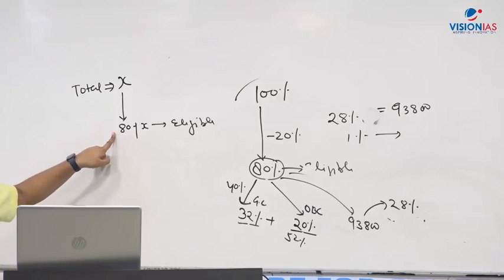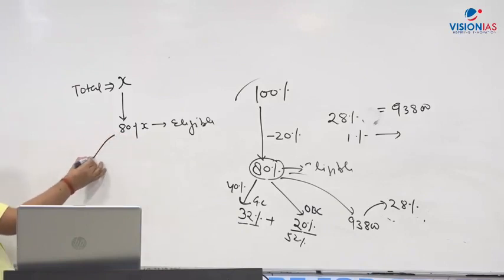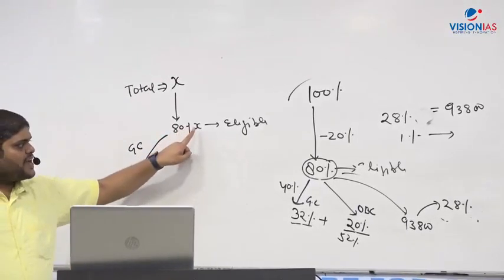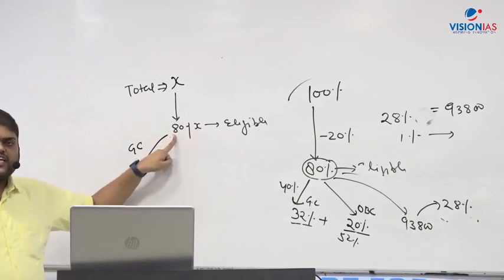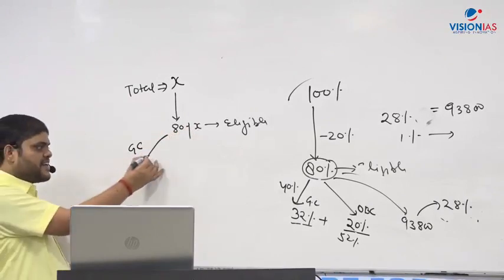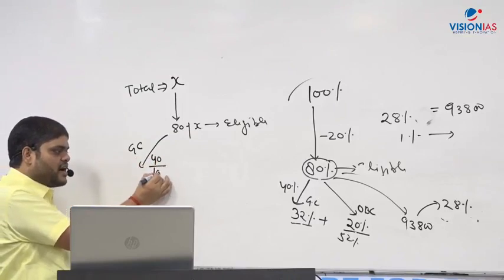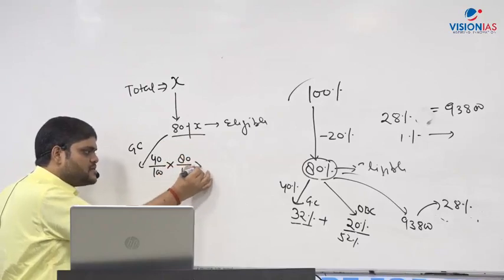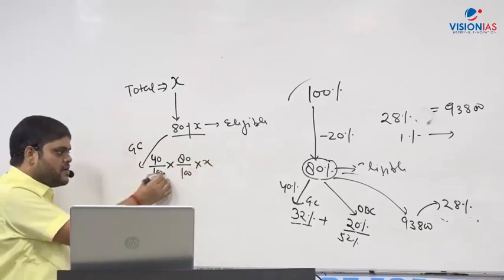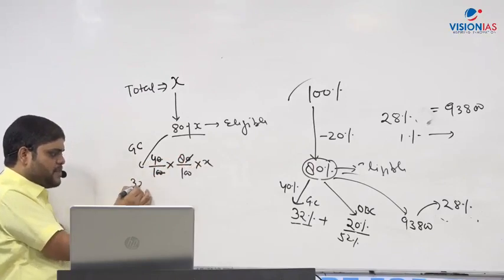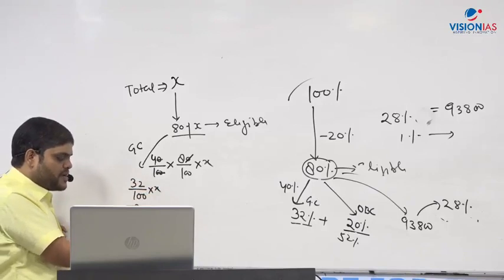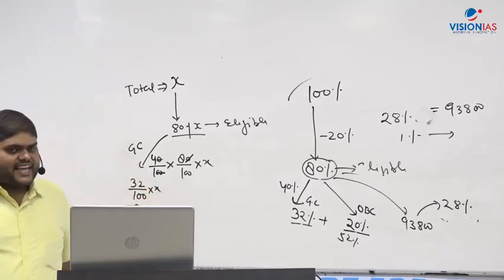40% of eligible candidates. That means suppose I'm talking about the general category. So 40% of eligible becomes how much? Simply we can say 40 upon 100 into this value, and we can cancel this out. This becomes 32 upon 100 into x, or I can say 32% of x.